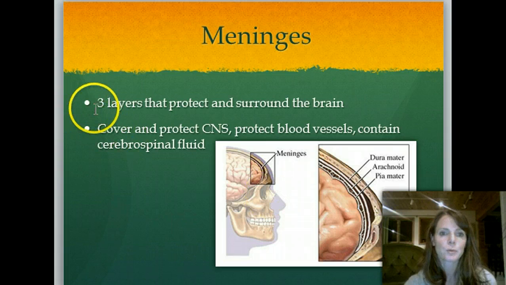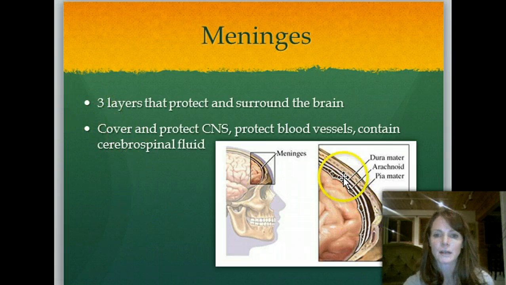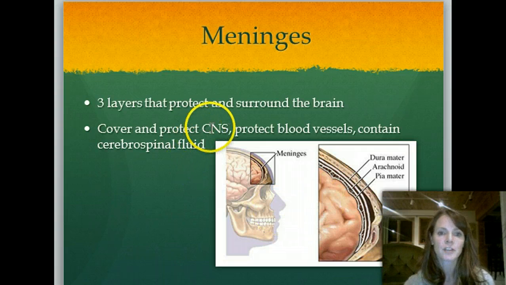But the meninges are 3 layers that protect and surround the brain. Okay, you have the dura mater, the arachnoid, and the pia mater. So these tiny little membranes are the meninges. The meninges also exist on the spinal cord as well. Okay, they cover and protect the central nervous system. They protect blood vessels, and they contain cerebral spinal fluid.